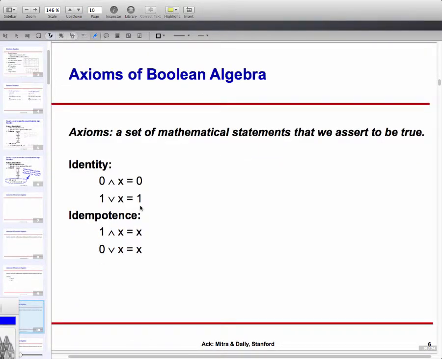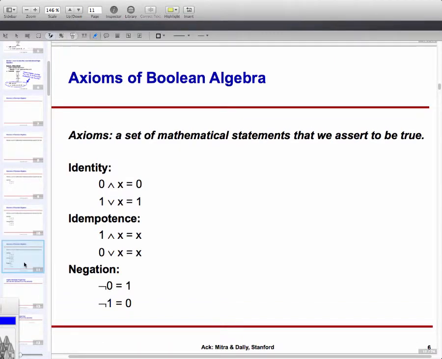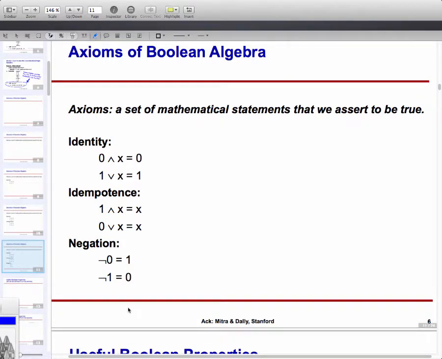Idempotence. This is another property which basically says 1 and x is x, and 0 or x is x. So if I AND anything with 1, the output is whatever I started out with. And if I OR anything with 0, the output is the same thing we started out with. Again, these are just definitions. This is how we define the properties of these two operators, the AND operator and the OR operator. Negation: not of 0 is 1 and not of 1 is 0. This is how we define negation, or NOT, or inversion.